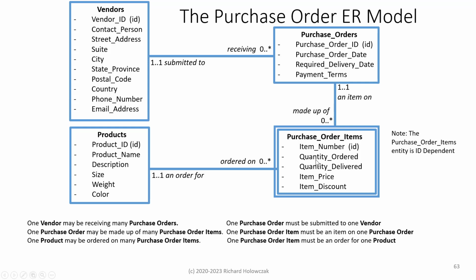purchase order items. The interesting part about this model is that the item number, which is typically an integer, item 1, item 2, item 3, sometimes called the line number, is an identifier, but it is not sufficient to uniquely identify a purchase order item. Hence, we say that purchase order items is ID dependent. And we're going to have to treat purchase order items as a kind of special case when it comes to converting to a set of relations.